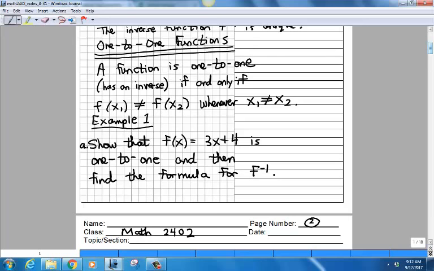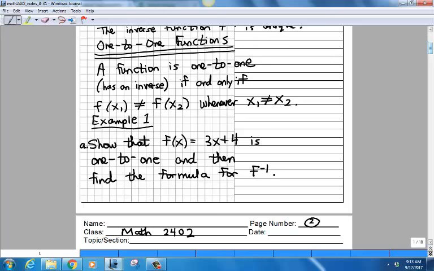Let's apply that definition in one example. I'm going to take this very simple function here, 3x plus 4, and I want to use this definition to show that it does have an inverse function. Once we determine that it has an inverse function, then we're going to figure out what the formula for the inverse function looks like.